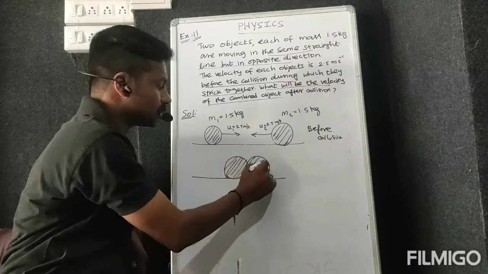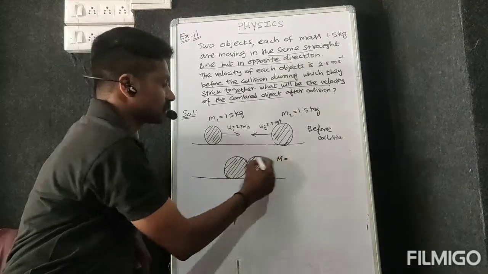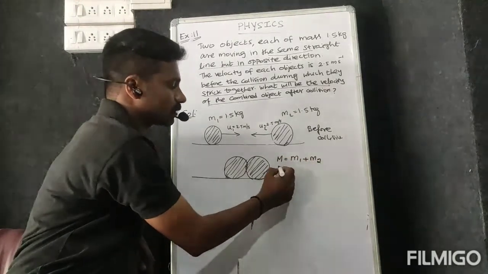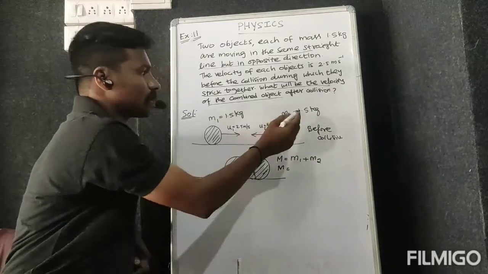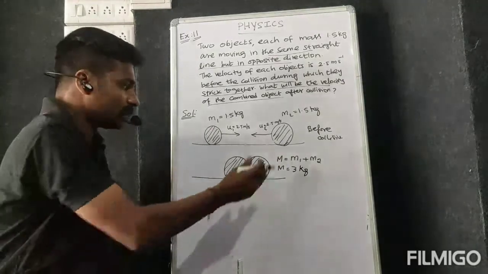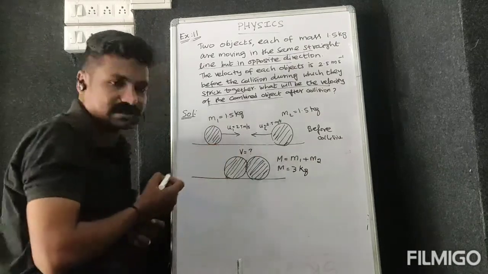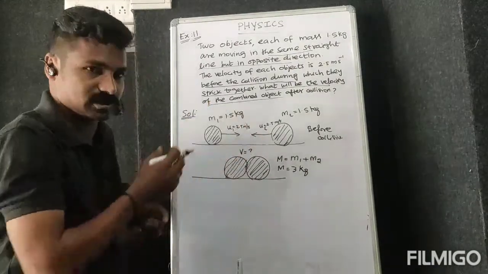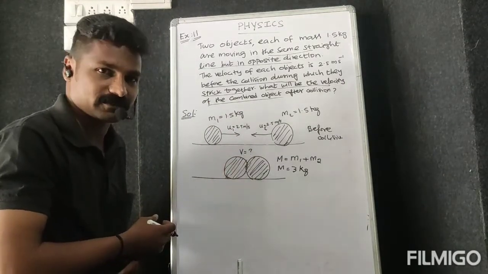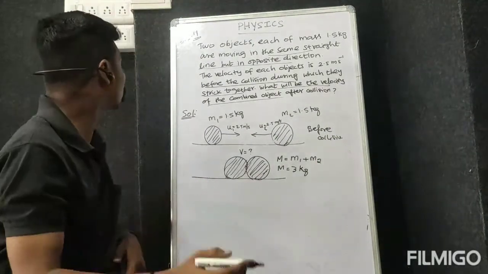Both will be joined together, stuck together. So now we can say the combined mass is M1 plus M2, and the total mass is 1.5 plus 1.5, that is 3 kilogram. Then after joining together, some velocity is there, and that velocity is what is being asked. Whether it is moving or not, we are going to find. Shall we find? Yes, by using the law of conservation of linear momentum.